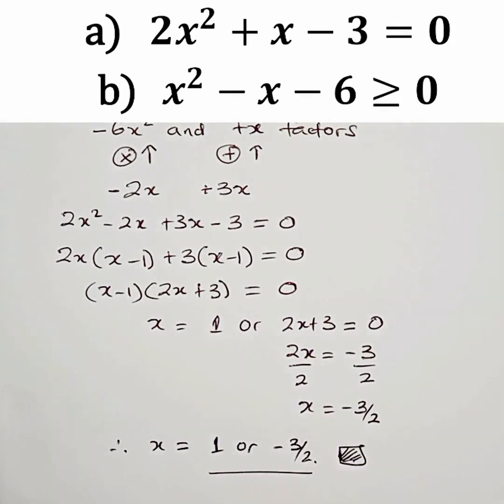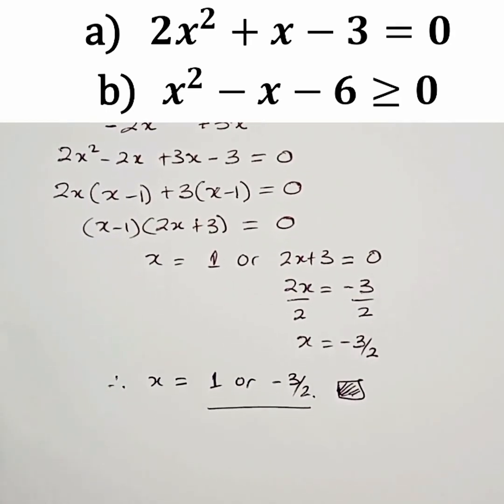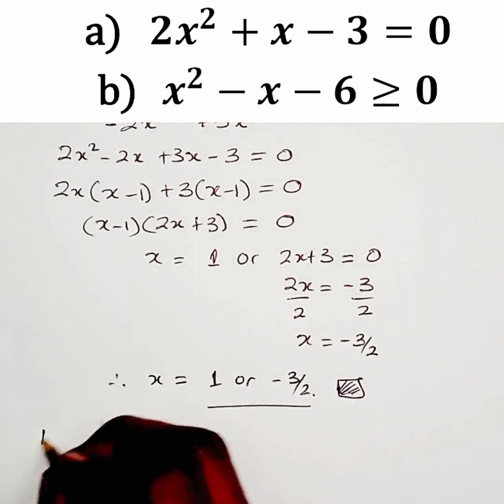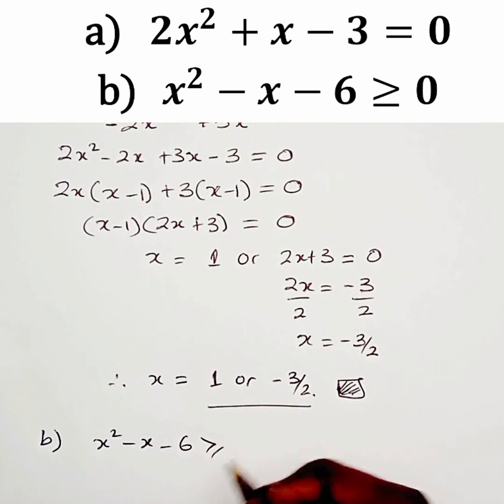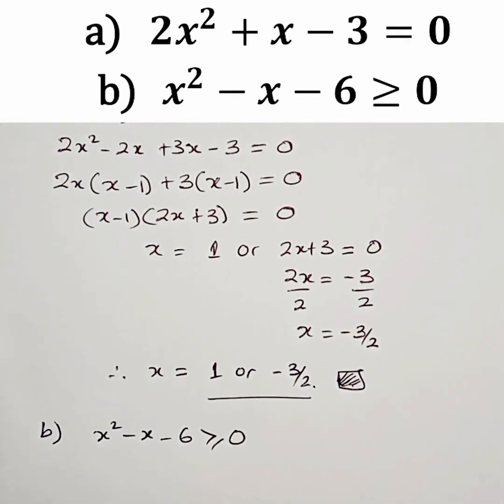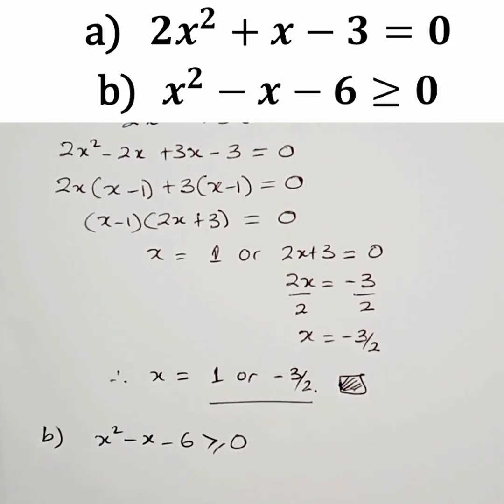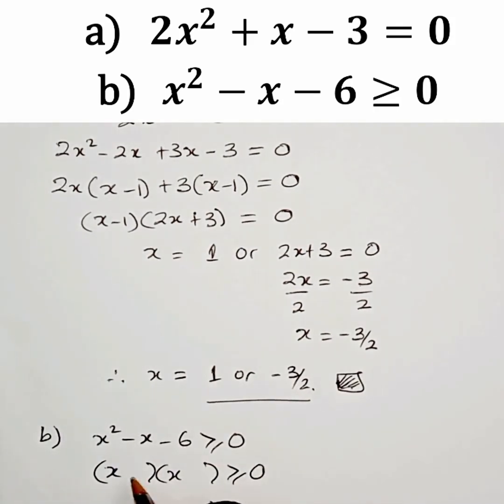Right, now let's move on to part B for the inequality. We are going to say that is x squared minus x minus 6 greater or equal to 0. Now this one is an easy one because you can just factorize by inspection. By inspection, we are going to get x like that greater or equal to 0, and you are going to have the factors as 3 and 2 there. We're going to have minus 3 and a plus 2.